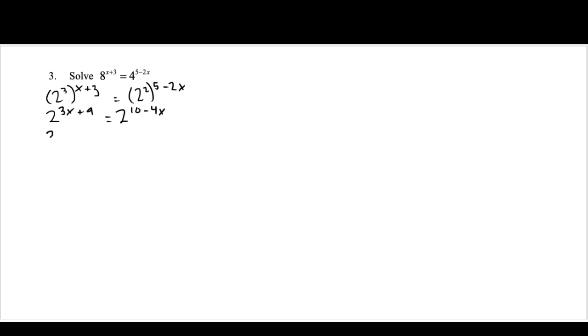Now I can just equate the exponents. 3x plus 9 is equal to 10 minus 4x, and solve this. I could start by adding 4x to both sides, which gives me 7x plus 9 equals 10, and then subtracting 9 from both sides, which gives me 7x equals 1, and then divide both sides by 7, so you end up with x equals 1/7.